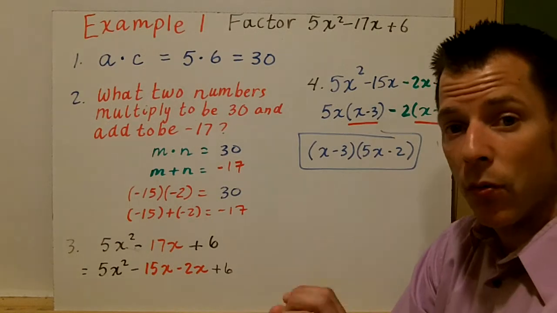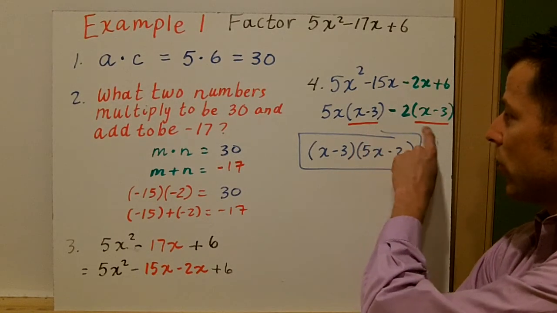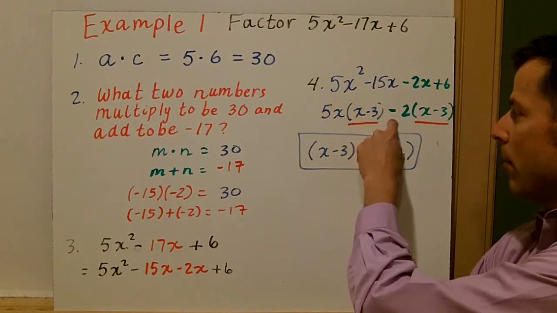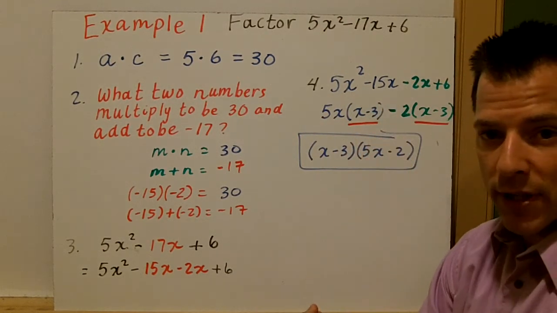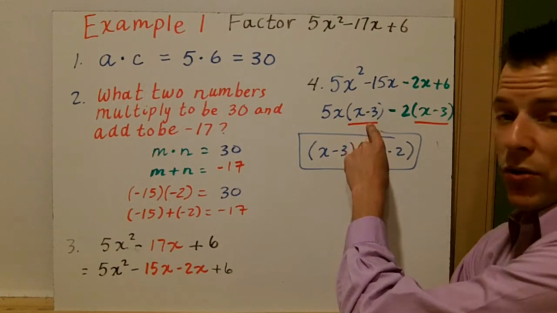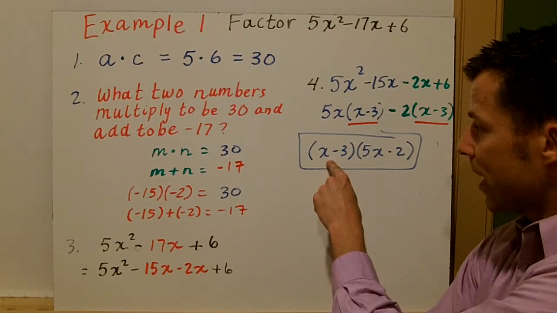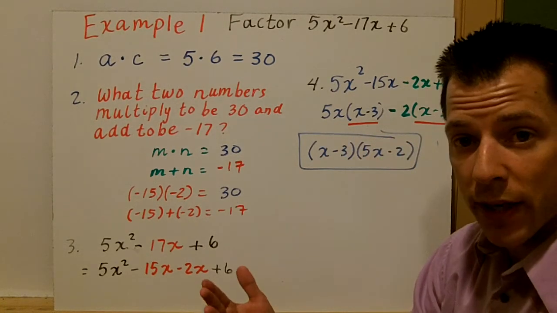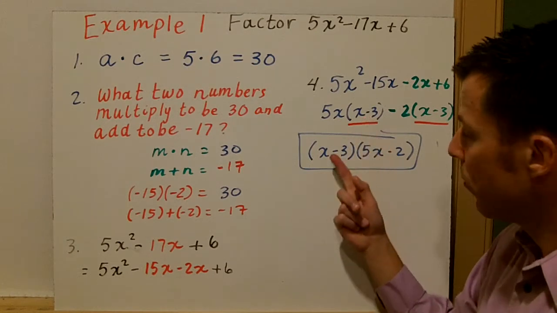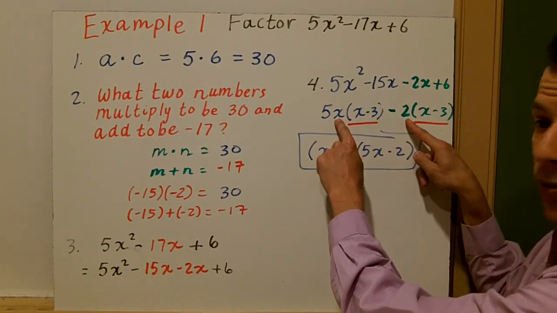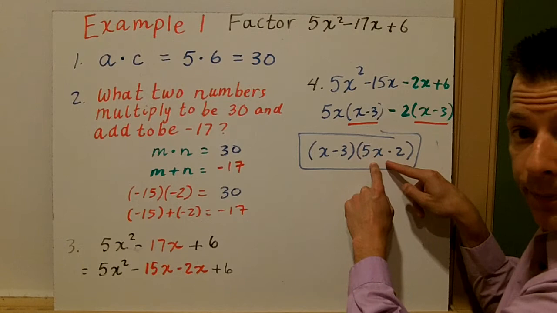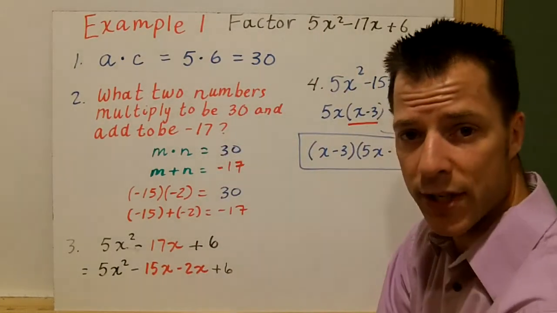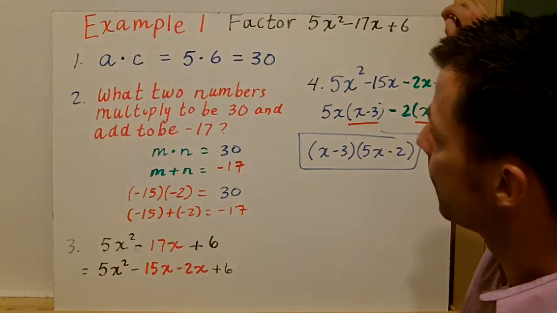In the last step, what you should notice is that I have 2 terms underlined in red that are the exact same. Here is one term minus another. Both terms have something in common. It's x minus 3, so I factor out the x minus 3, and 5x minus 2 is what's left. A quick trick: whatever's in parentheses will be one factor, whatever's outside parentheses would be the second factor. So that's how we factor 5x squared minus 17x plus 6. So let's look at another example.